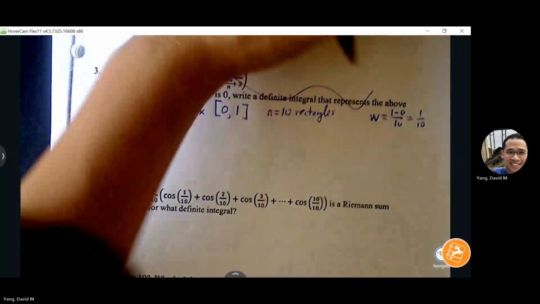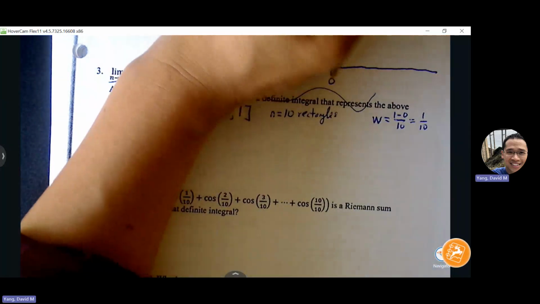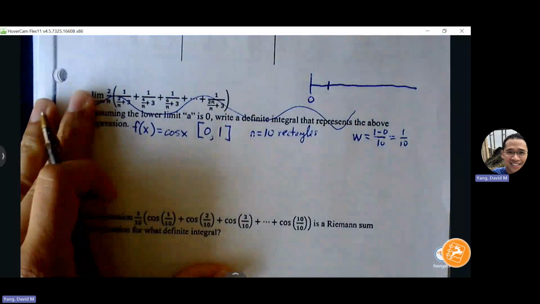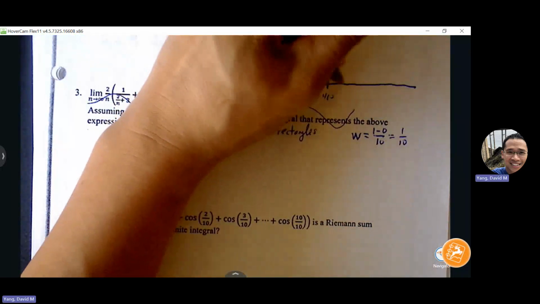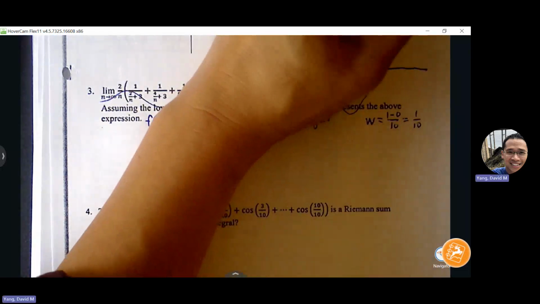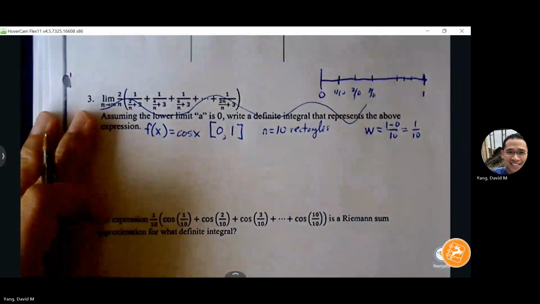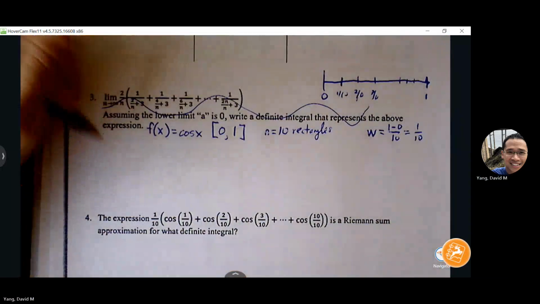So your number line could look like this, right? You're starting at 0. What will your next increment be? 1/10, followed by 1/5, 1/5. Right, keeps going all the way until we get to what? 1.